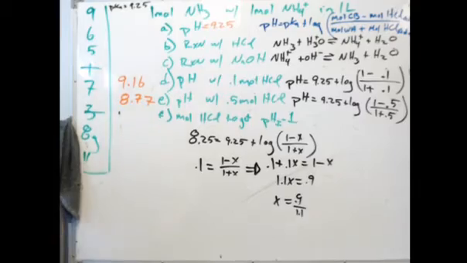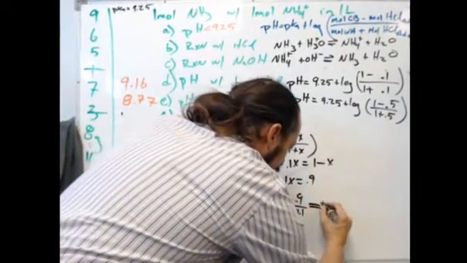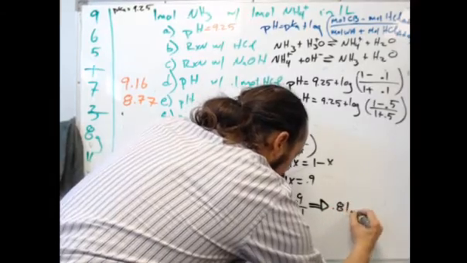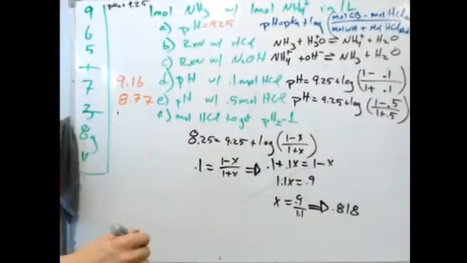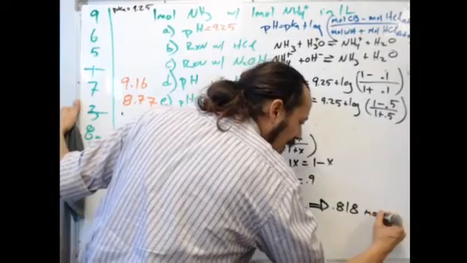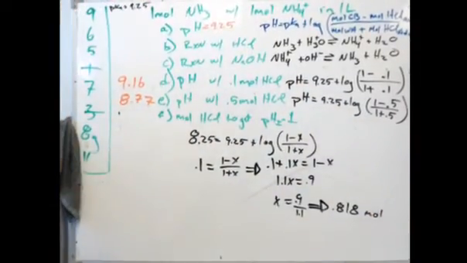What number do I get when I do that? 0.82. Does 0.818 moles of strong acid make sense? Let's do a little thinking real quick and get some conceptual idea.